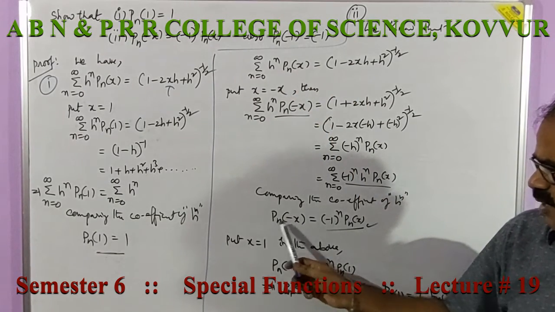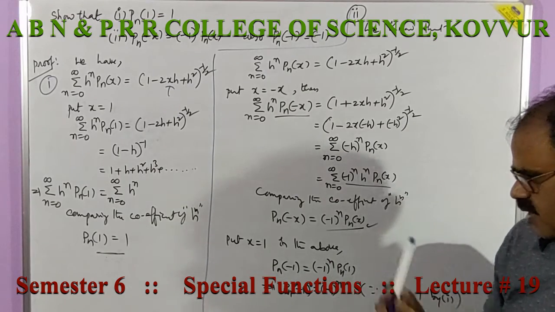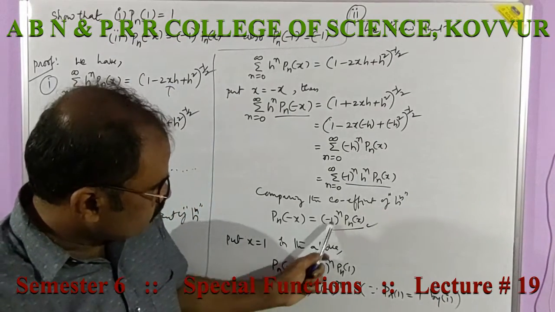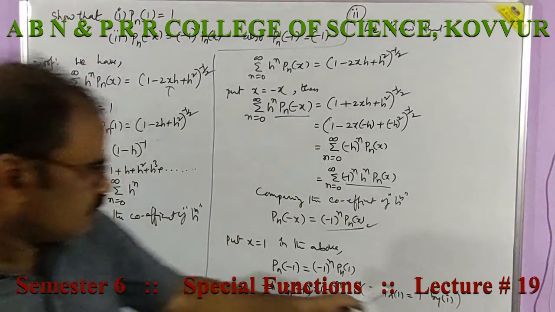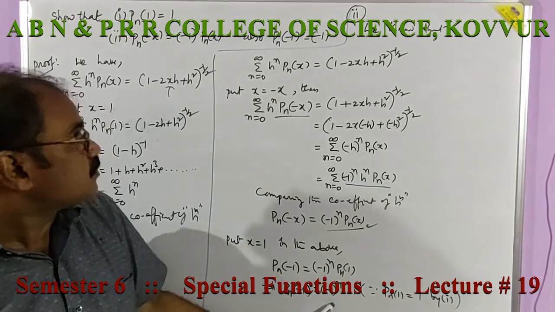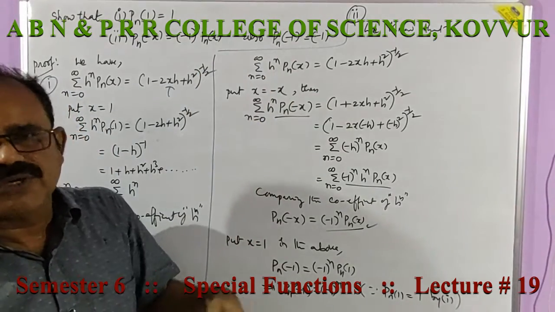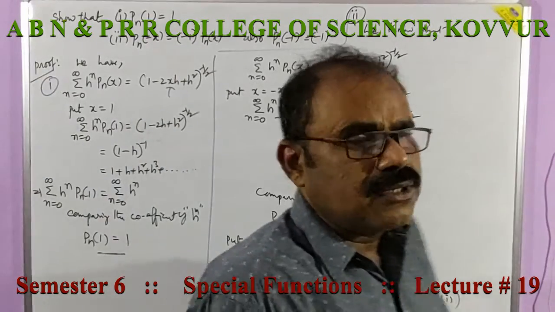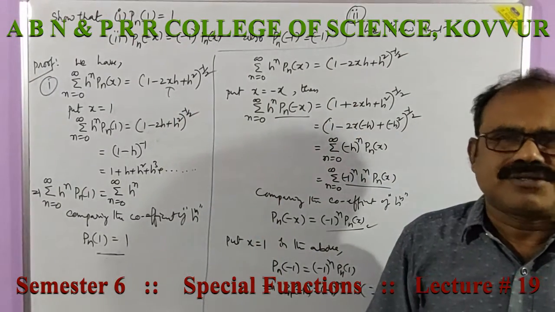What you get? Pn of minus 1 is equal to minus 1 power n into Pn of 1. As you know, Pn of 1 is 1. Therefore, this became 1. Pn of minus 1 is equal to minus 1 power n, that is deduction from 2. Using 1 and 2, you will have this. So, in the examination, those two results can be asked, or any one of the results can be asked.